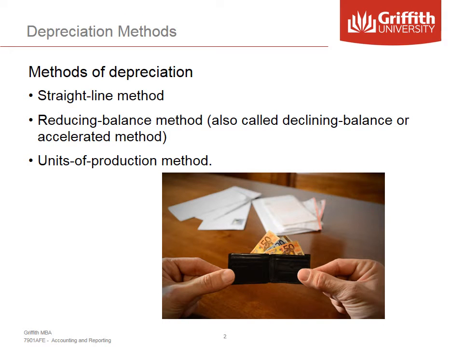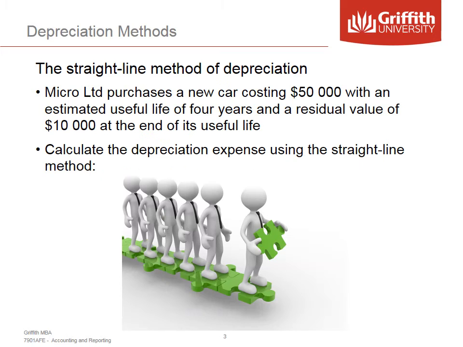So the three that we will illustrate are the straight line method, reducing balance method, which is also referred to as an accelerated method of depreciation, and the units of production method. So the straight line method is the simplest and easiest to implement.